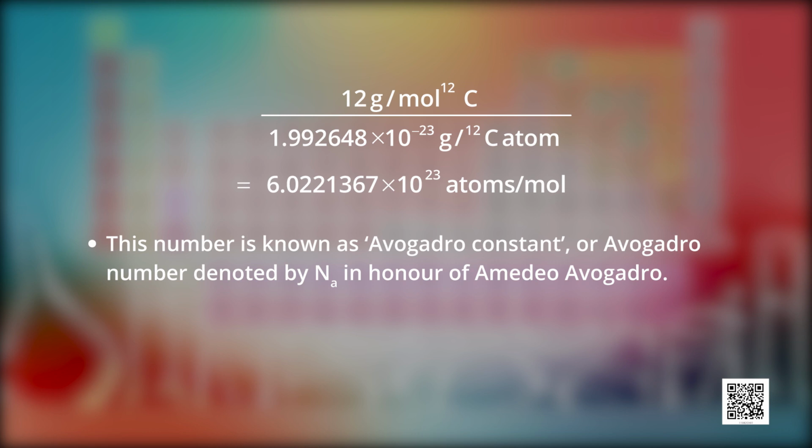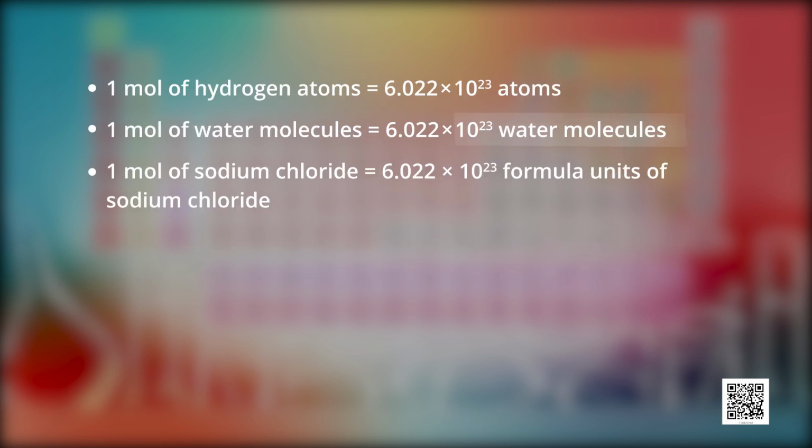This number is known as Avogadro's number or Avogadro constant. It is denoted by capital N, and in subscript we will write A in the honor of Amedeo Avogadro. 1 mole of hydrogen atoms is equal to 6.022 into 10 raised to the power of 23 atoms. Or we can say 1 mole of water molecules is equal to 6.022 into 10 raised to the power of 23 water molecules. In the same manner, 1 mole of sodium chloride is equal to 6.022 into 10 raised to the power of 23 formula units of sodium chloride.